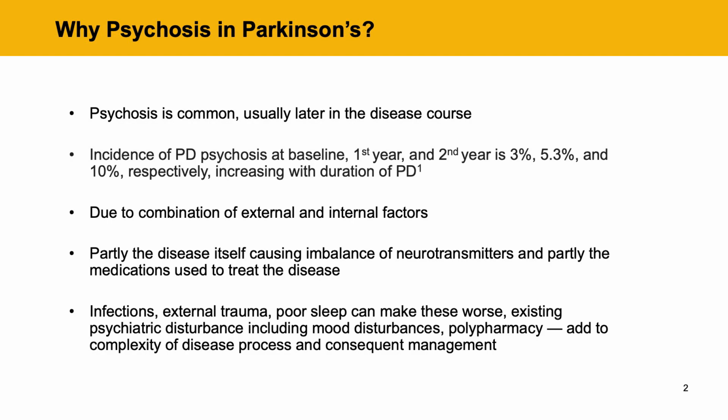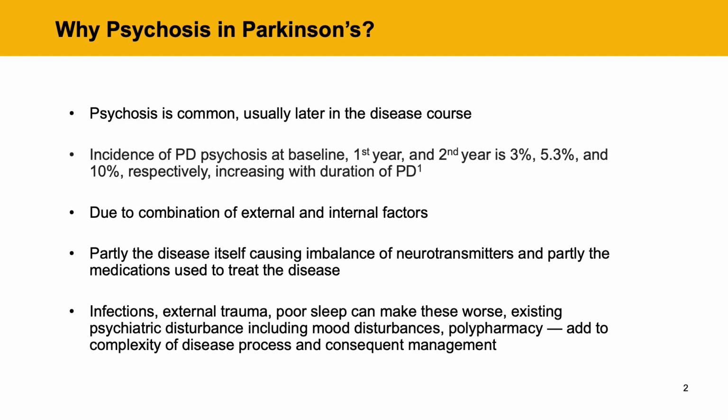What are the external factors? The external factors become very important for us because we want to take those out before we start to think, okay, is this the disease itself or are these the medications that are doing this to our patients? So external factors, first and foremost: any infections, any external trauma, and polypharmacy. The more medications somebody is on, the more risk they have for Parkinson's disease psychosis.